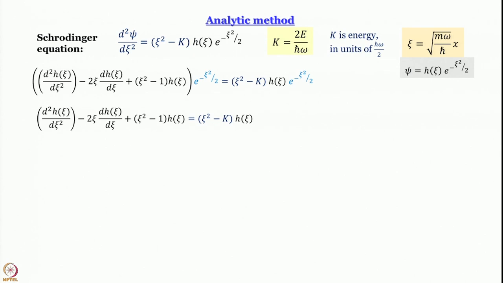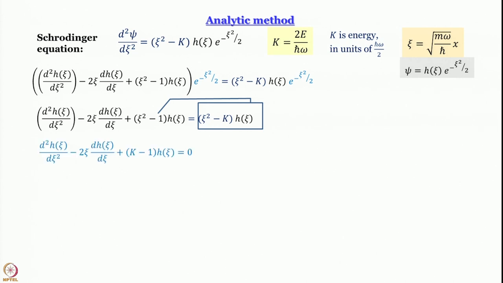And now we can think of simplifying a little further. Look at the third term on the left hand side and look at the term on the right hand side. Both are in h and both contain xi square. So, we can easily combine these two terms and get rid of xi square. When we take the right hand side, xi square minus k multiplied by h to the left hand side, then we already have h multiplied by xi square minus 1. You subtract this from here, xi square and xi square cancel, the sign of k becomes positive, and we get this equation d2 d xi 2 of h minus 2 xi multiplied by d d xi of h plus k minus 1 multiplied by h equal to 0. So, we get a little more complicated differential equation.